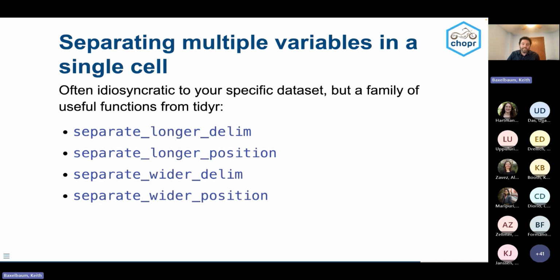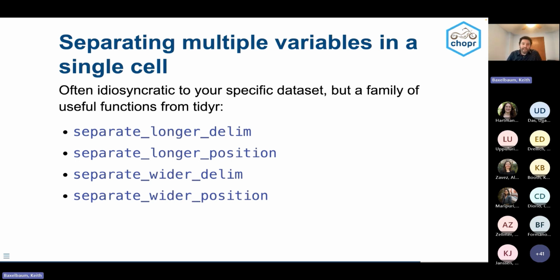And so the first thing we can decide is, when we have our data in the same cell, do we want to separate them into different rows, in which case we would separate longer, because now we're going to make a longer data set. It's going to be taller. And so that would use the separate longer functions. Or do we want to make them into separate columns? If they should be columns, then we would separate wider. We're going to end up with a wider data set. We're going to make new columns.